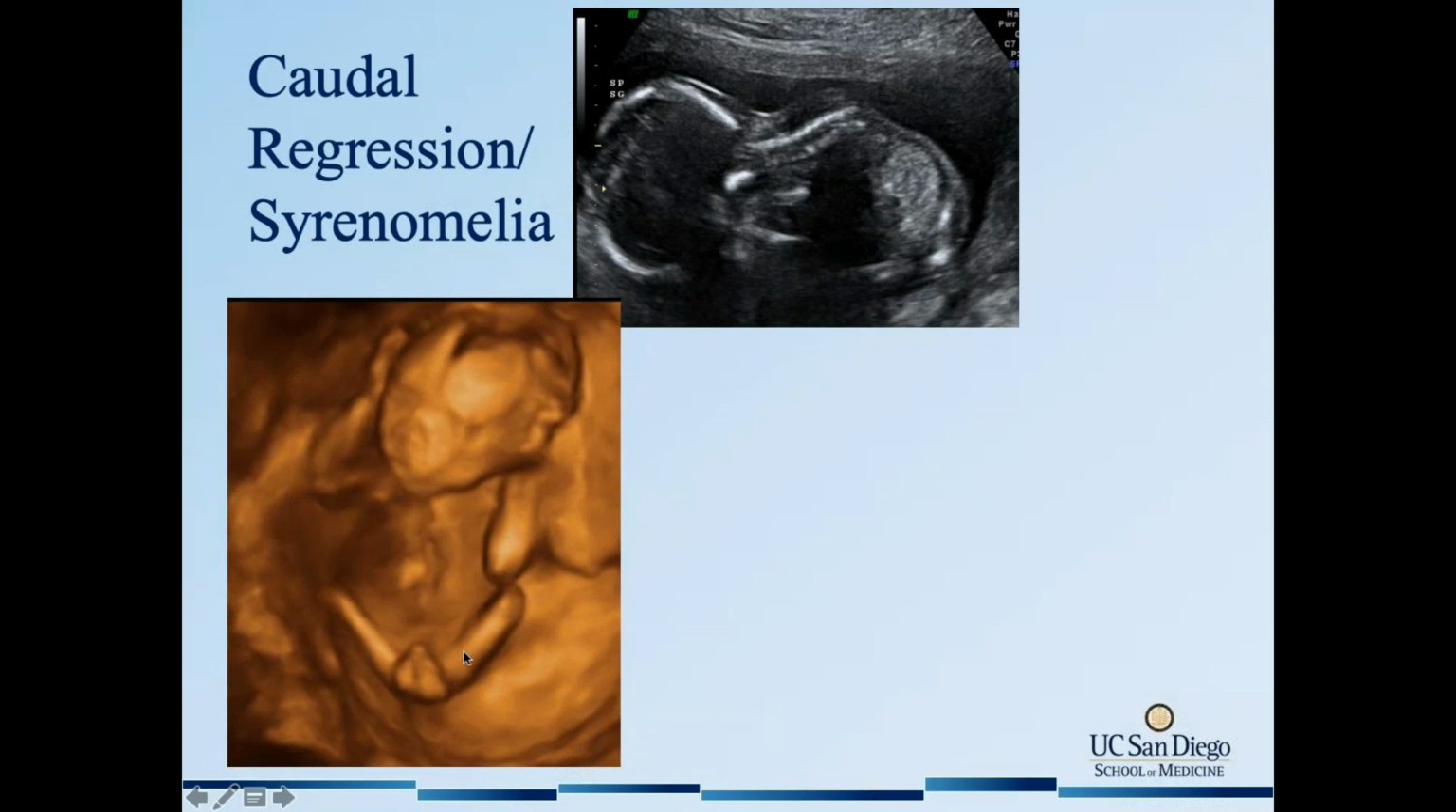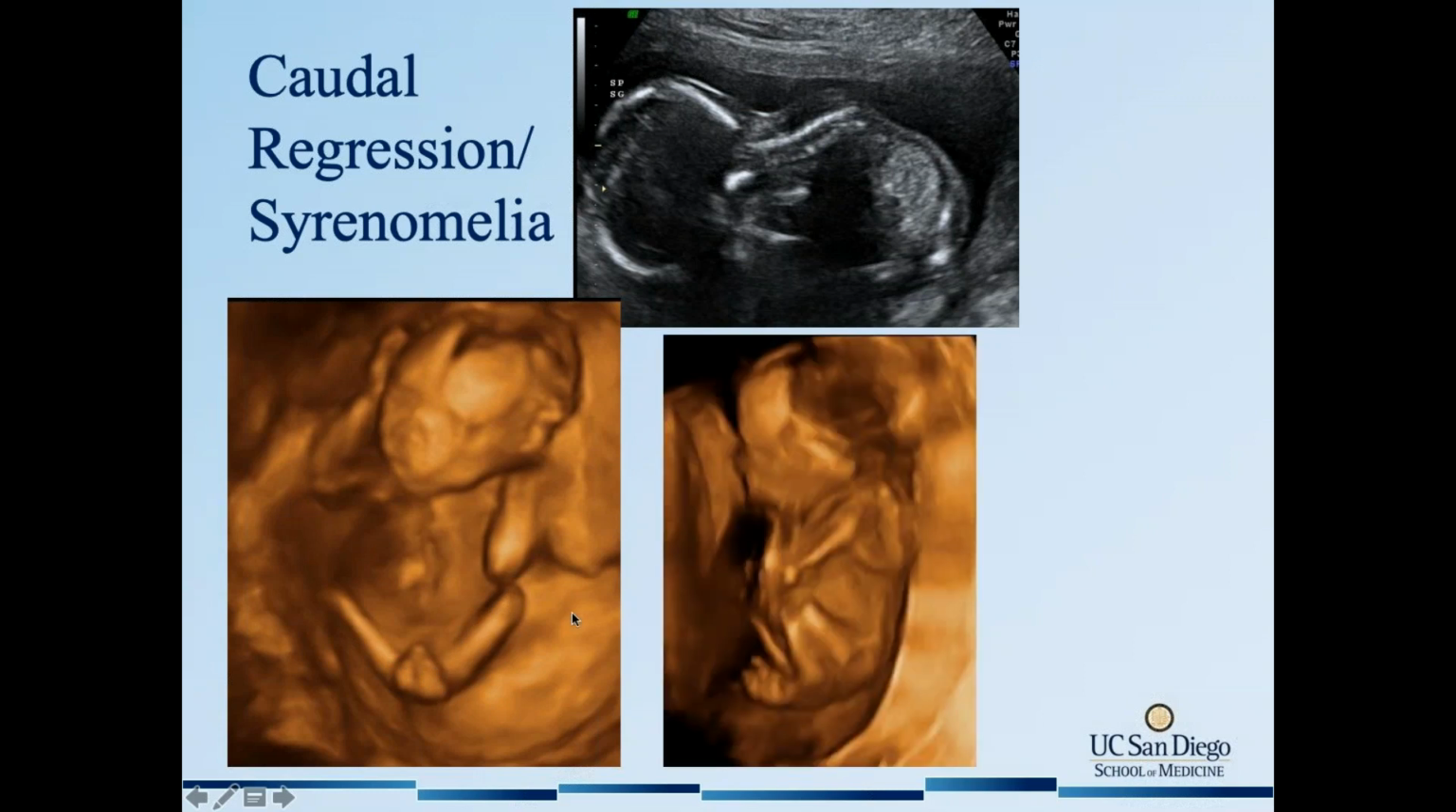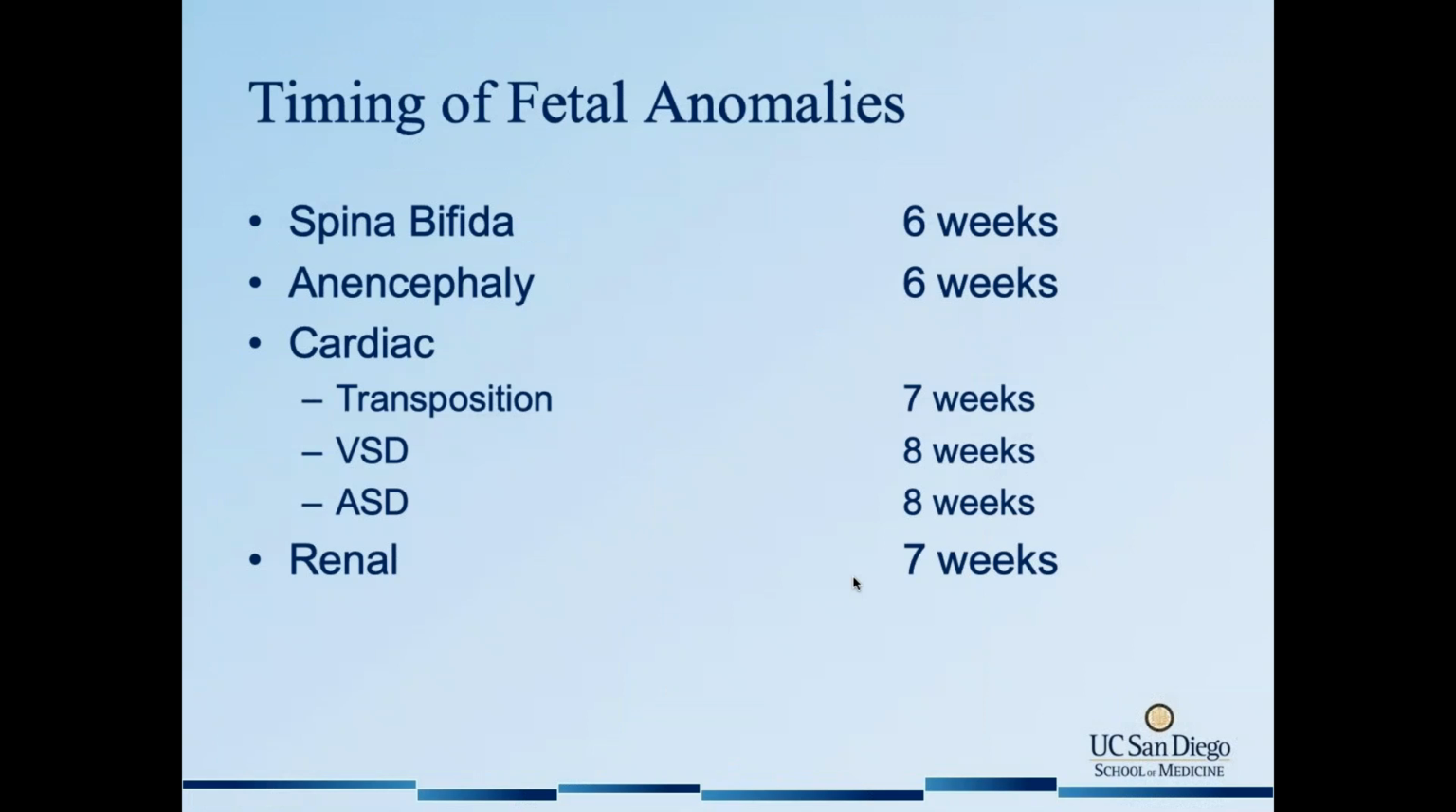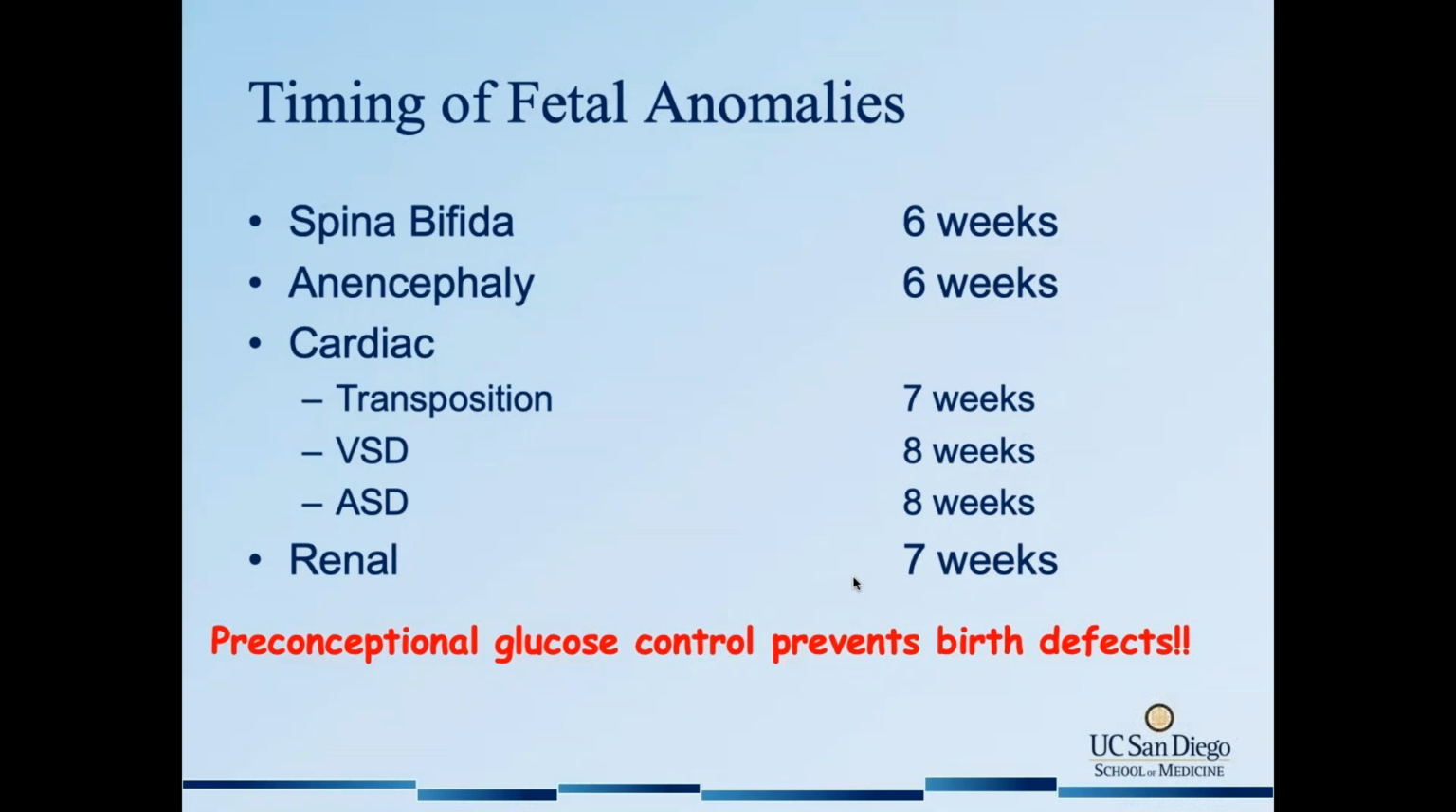And then in this 3D rendering, you can see the characteristic little feet that are kind of in a Buddha position or a V position, which is seen with sirenomelia, and this baby's spine ended up here. And so again, this is an example of caudal regression. And when you look at other organs like the renal system, again, hyperglycemia can affect it as early as 7 weeks.